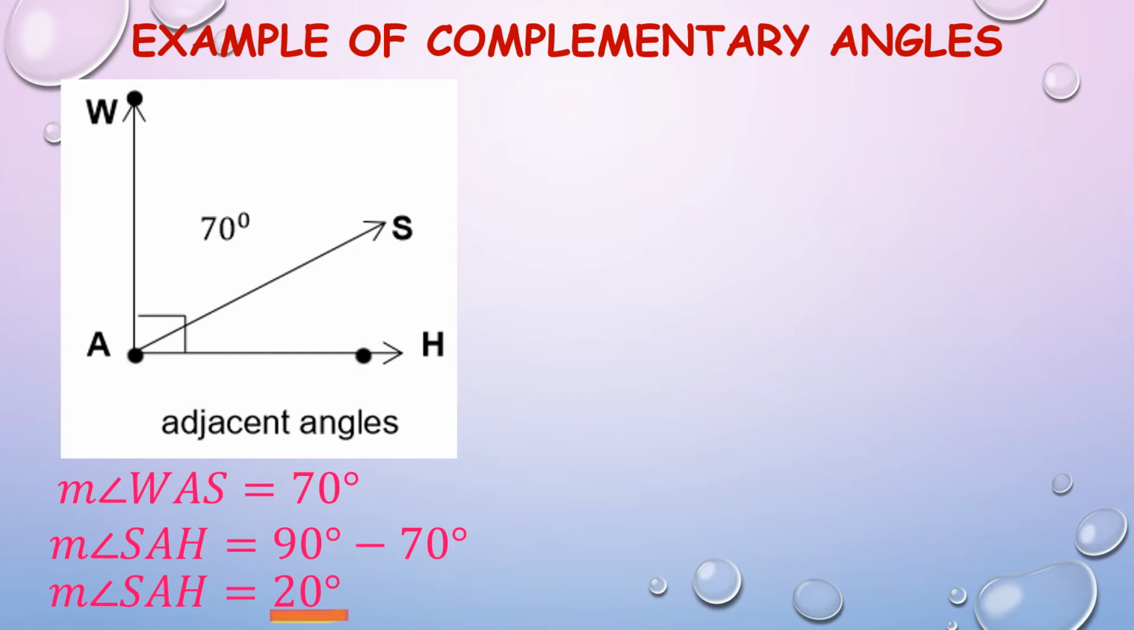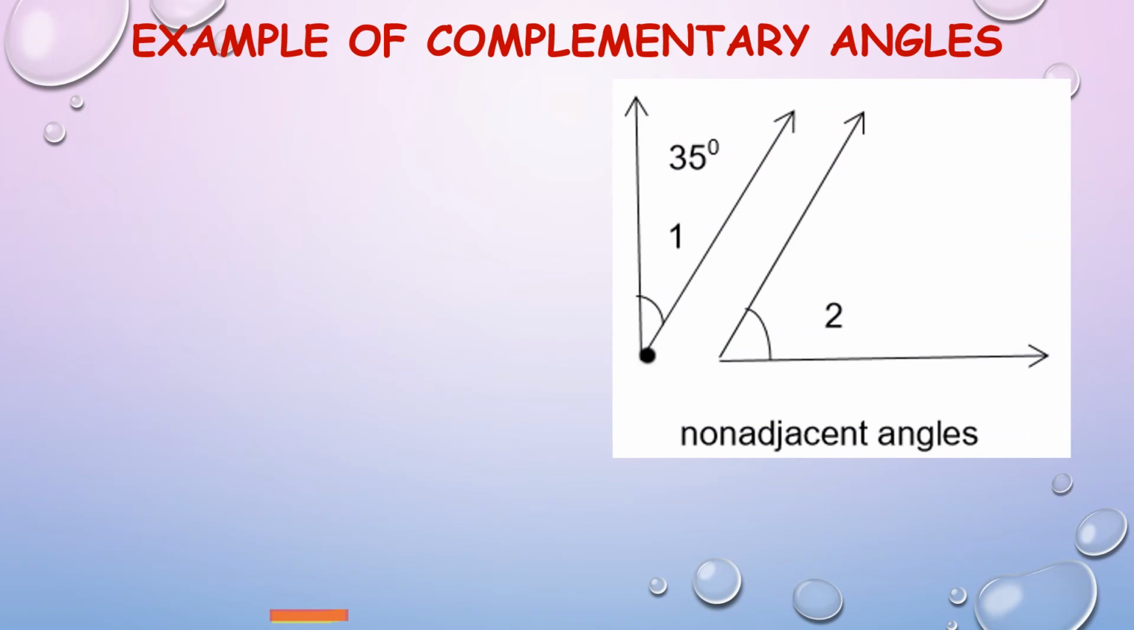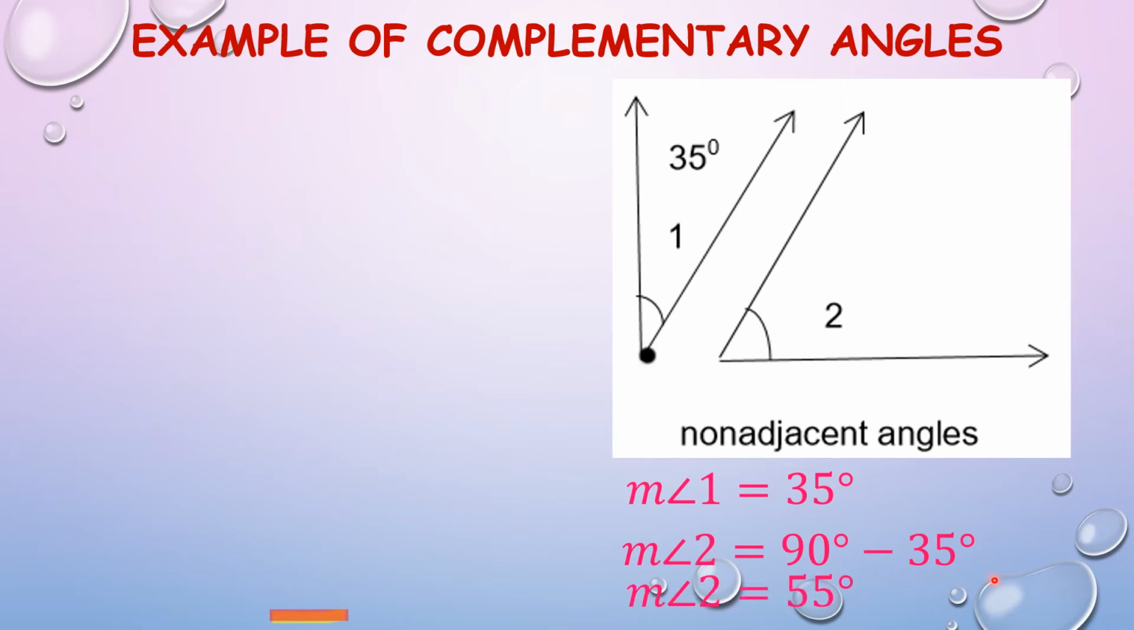Another example, two non-adjacent angles. We have angle 1, which is 35 degrees, and angle 2. Let's find the measure of angle 2. We have angle 1, 35 degrees, and angle 2 should be 90 minus 35 degrees. Therefore, the measure of our angle 2 is 55 degrees. Therefore, 55 is the complement of 35 degrees.